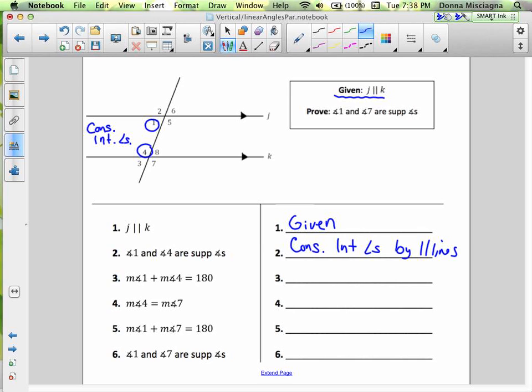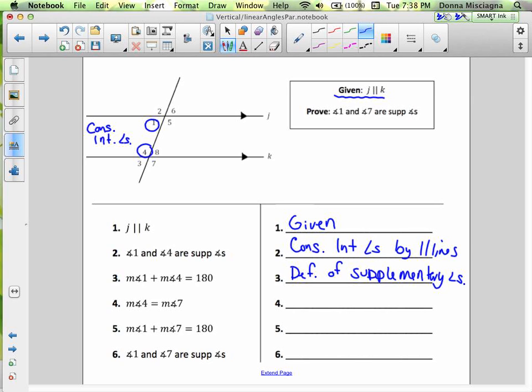Measure of angle 1 plus the measure of angle 4 equals 180. Well, that's just what supplementary means. Supplementary means the angles add up to 180. That's just the definition of supplementary angles. I can squeeze supplementary in, but I'm going to have to abbreviate angles. Measure of angle 4 equals the measure of angle 7.